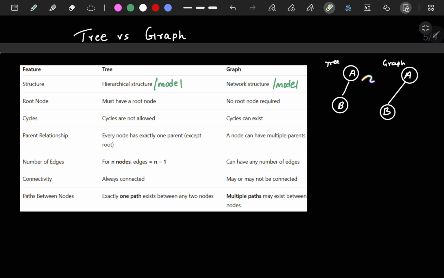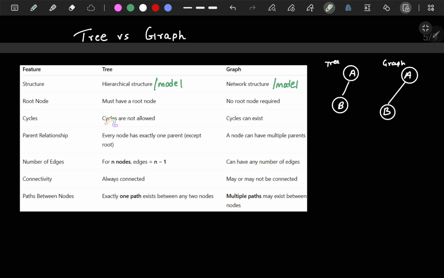Now if I draw the same thing in graph, A and B, then what is the meaning of this? A is related to B and B is related to A. That means A is a friend of B and B is a friend of A, right? So this edge represents a relation here, and here it represents a hierarchy. Now tree contains a root node. For example, here A is a root node. This root node is a must in a tree, it will always be there, but in terms of graph it might not be there. There is no root node.